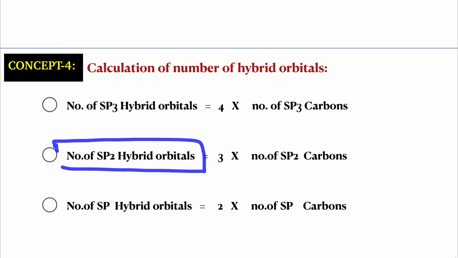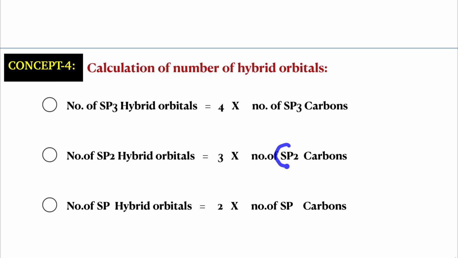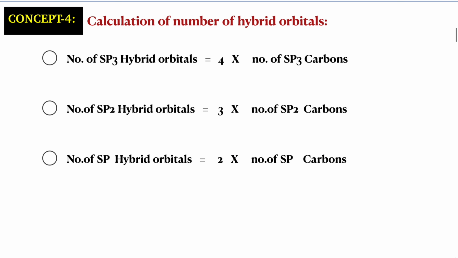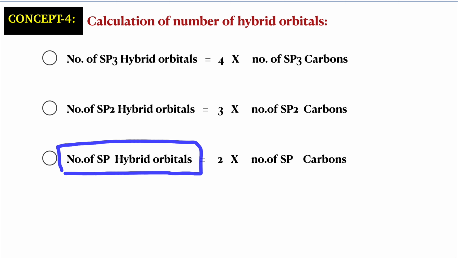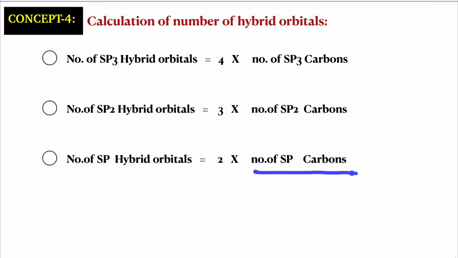Number of sp2 hybrid orbitals: first you find the number of sp2 carbons and multiply that number with 3, because sp2 means 3 hybrid orbitals. Every sp2 carbon contains 3 sp2 hybrid orbitals. Similarly, the number of sp hybrid orbitals is equal to the number of sp carbons times 2, because every sp carbon contains 2 sp hybrid orbitals. So this is about determination of hybridization and calculation of number of hybrid orbitals.